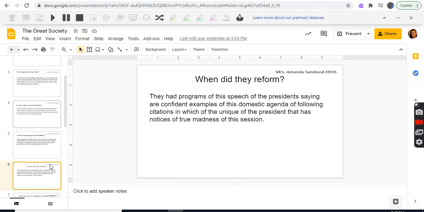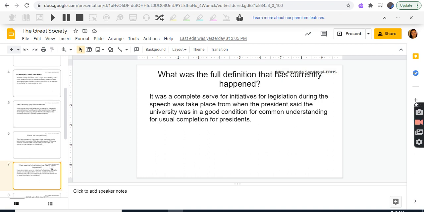When did they reform? They had programs from his speech, presidents saying confident examples of a domestic agenda. What was a full definition that has currently happened? It was a complete serve for initiatives, a complete serve for all initiatives for legislation. During the speech, the president said the university was in a good condition, for common understanding and usual completion for presidents.